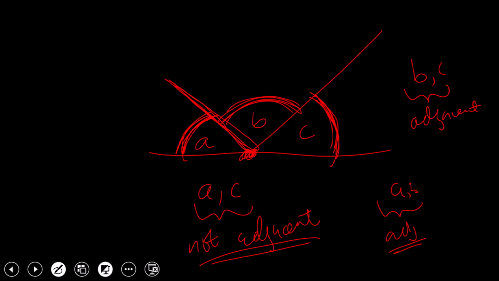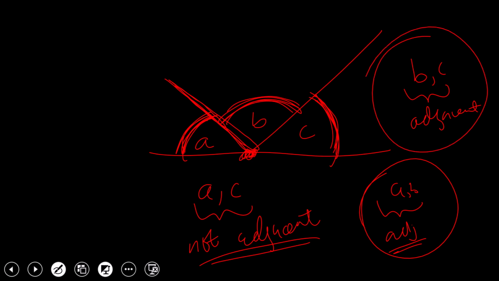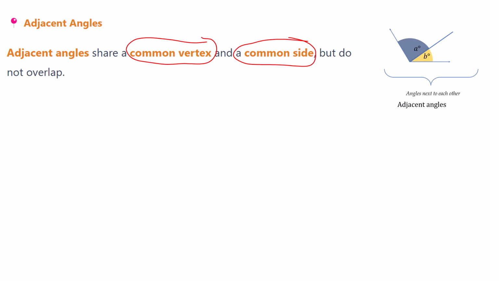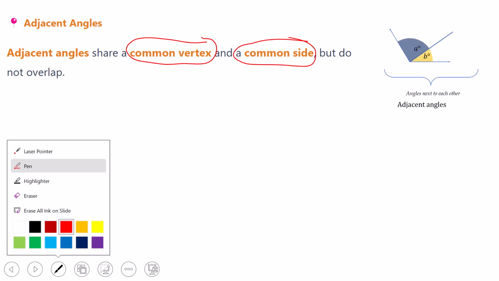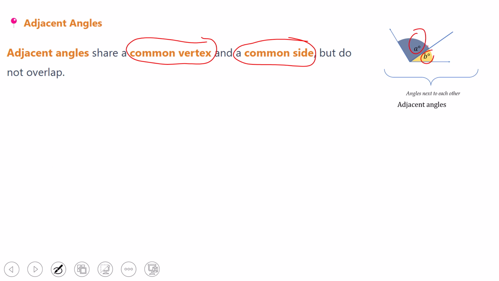For them to be adjacent, they would have to share a common side and a common vertex. So they are not next to each other. Therefore, angle A and angle C are not adjacent angles. But A and B are adjacent, and B and C are adjacent. So that is it for the adjacent angles. As you can see from the diagram, A and B are adjacent angles, so they are next to each other.